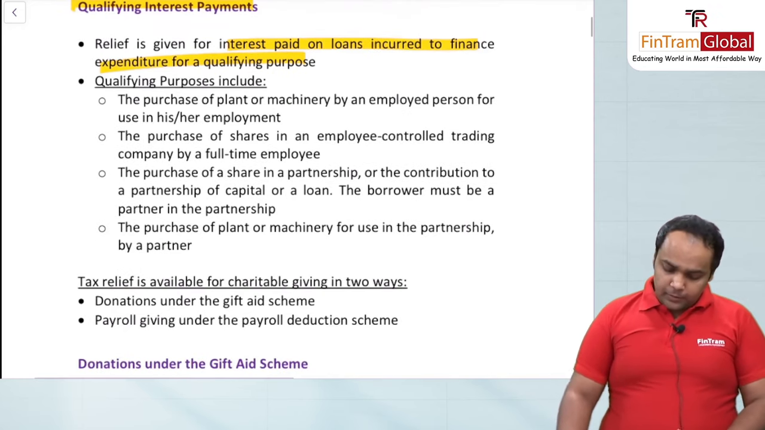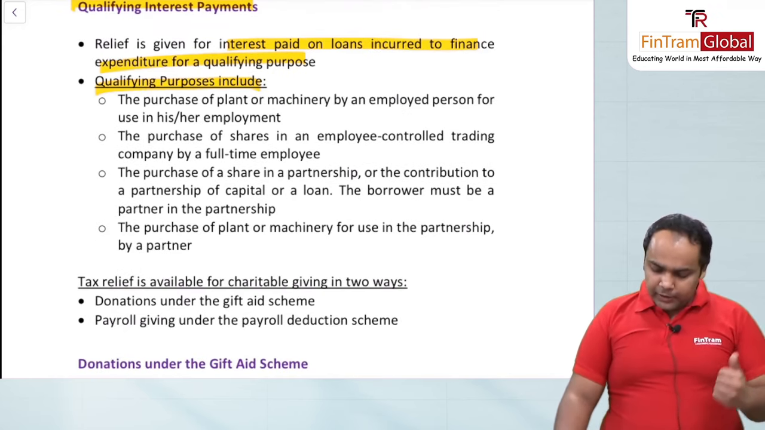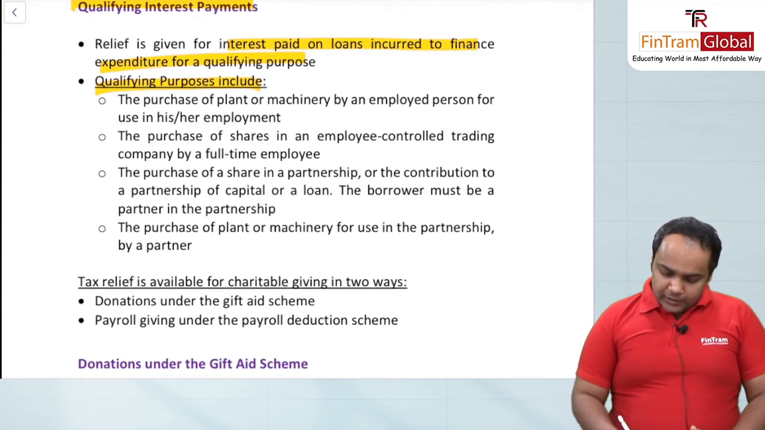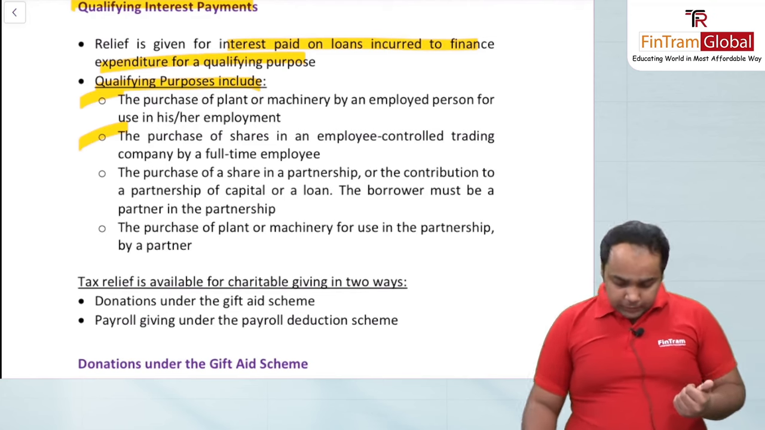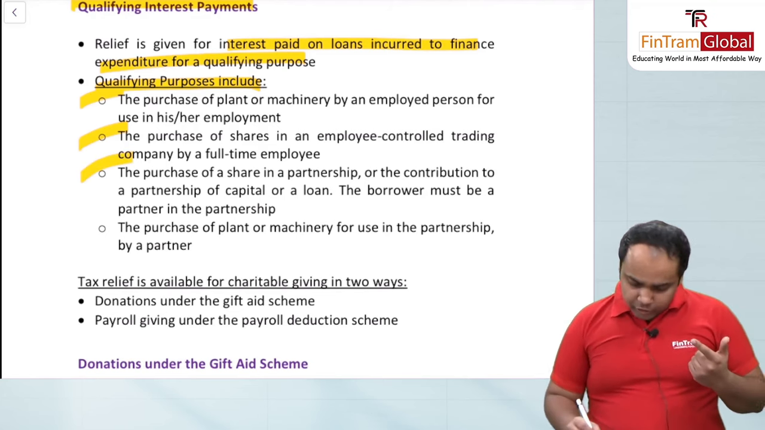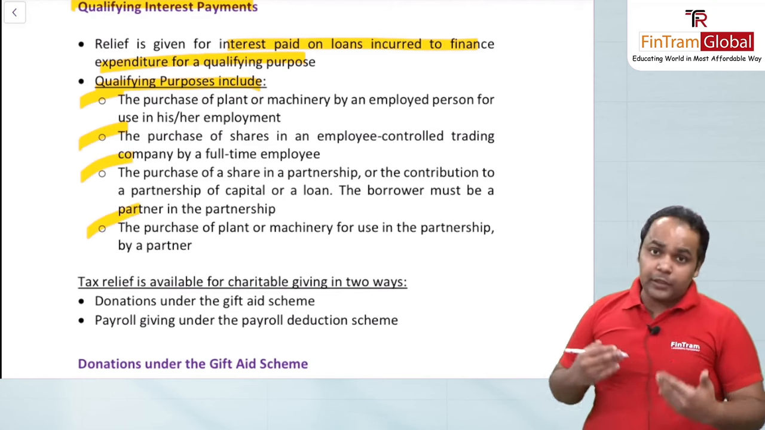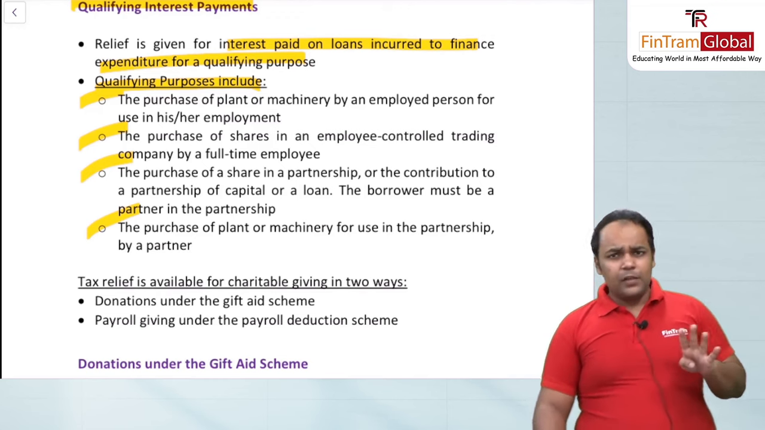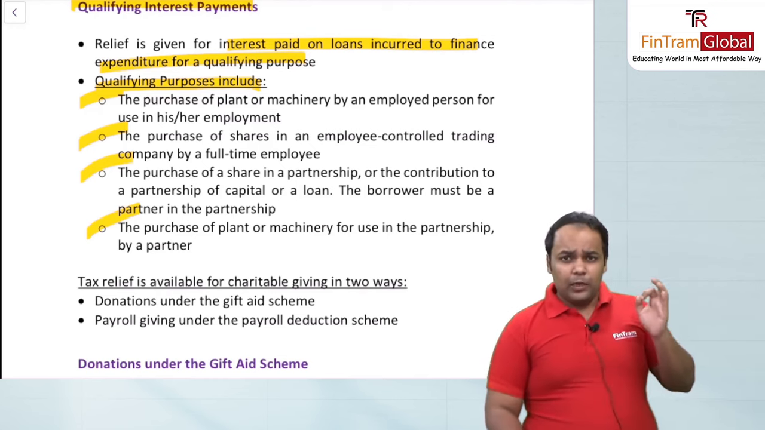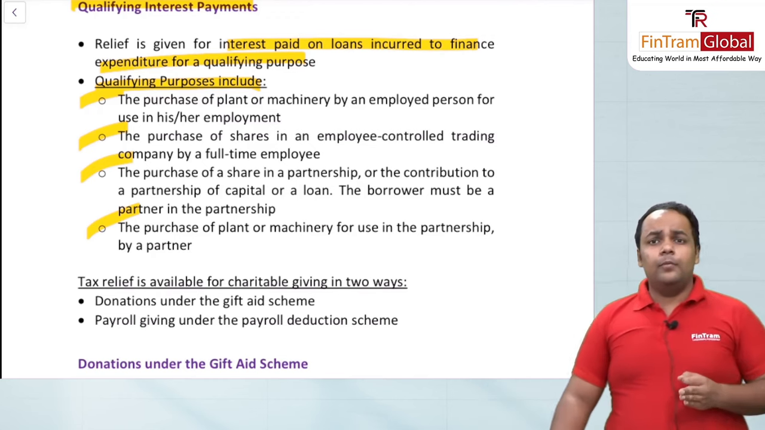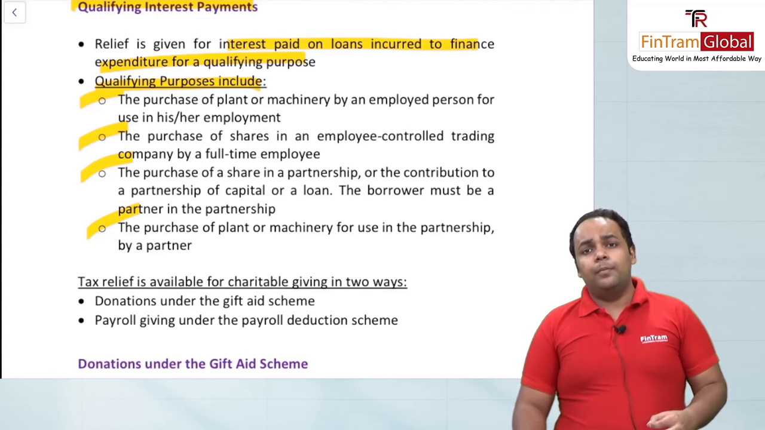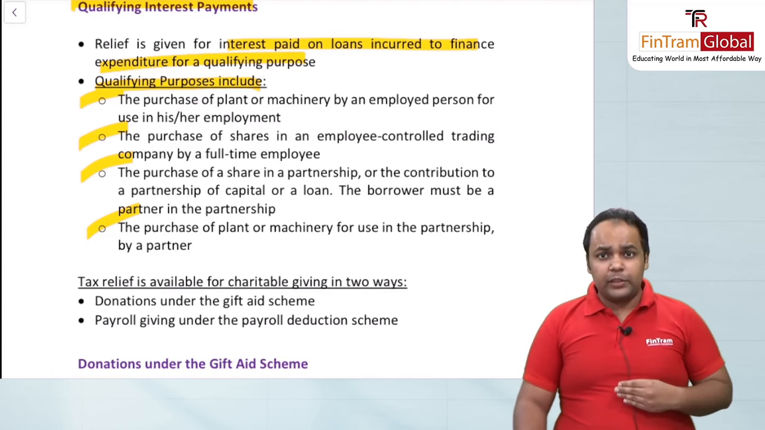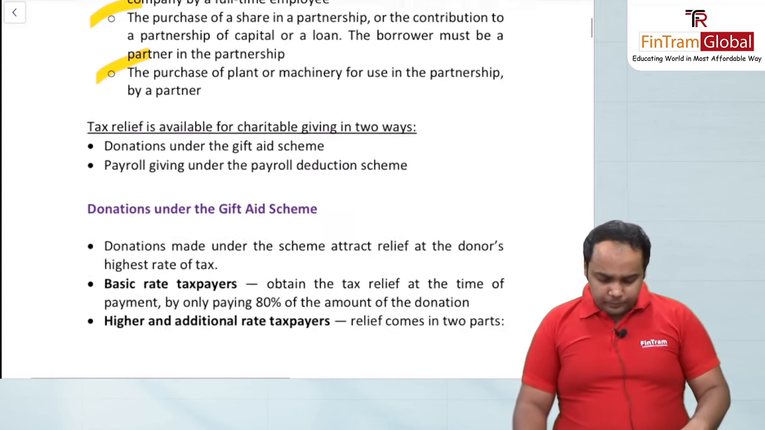These qualifying purposes are purchase of plant and machinery for employment, purchase of shares in an employee controlled trading company, purchase of a share in a partnership, or purchase of plant and machinery for use in a partnership. Four very simple qualifying purposes, and only the interest on a loan undertaken for any of these four things will be allowed as a relief.